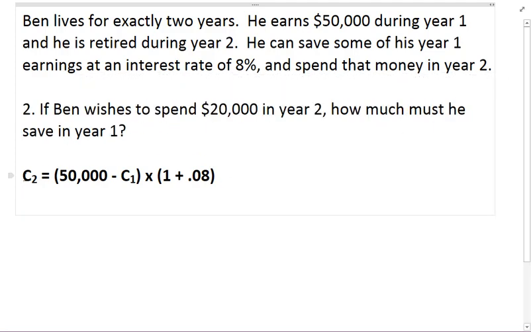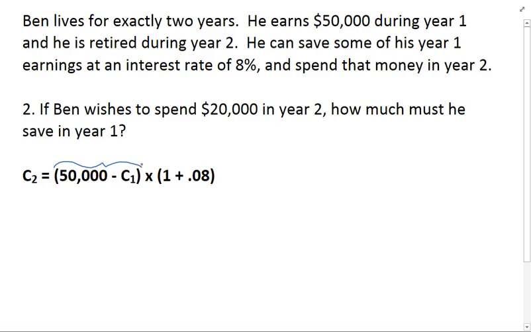Let's look at question 2. I've put the intertemporal budget constraint over here for our convenience. If Ben wishes to spend $20,000 in year 2, how much must he save in year 1? Well, there's a shortcut to answering this problem. If you remember that this whole thing in parentheses is how much Ben saves in year 1, you have to think about it. 50,000 is how much he earns in year 1. C1 is how much he spends in year 1. So if he earns a certain amount and spends some of it, whatever's left over must be his savings.